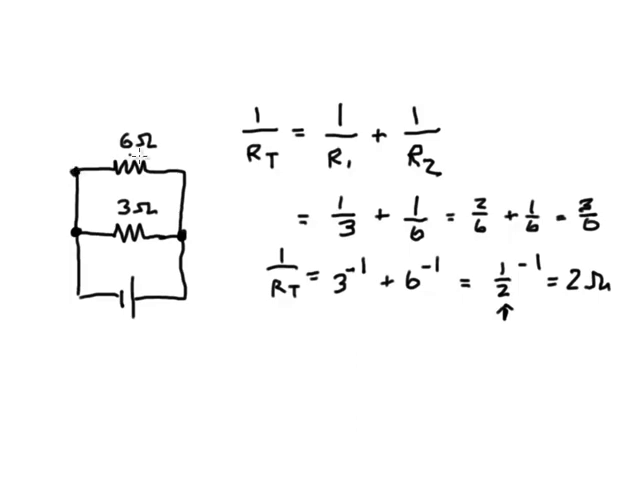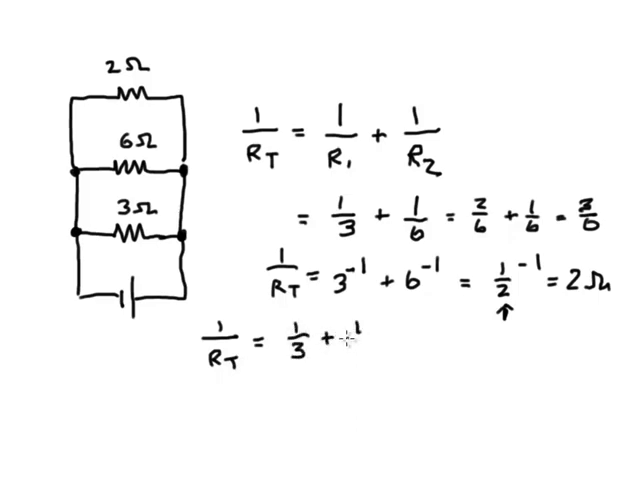Let's say we had another resistor in parallel with these two, and this one happens to be 2 ohms. I could just extend this out. 1 over the total resistance equals 1 over 3 plus 1 over 6 plus 1 over 2, which when you add it all up actually comes to 1. If I take that to the negative 1 power, I still get 1, and 1 ohm would be my total equivalent resistance for this circuit.